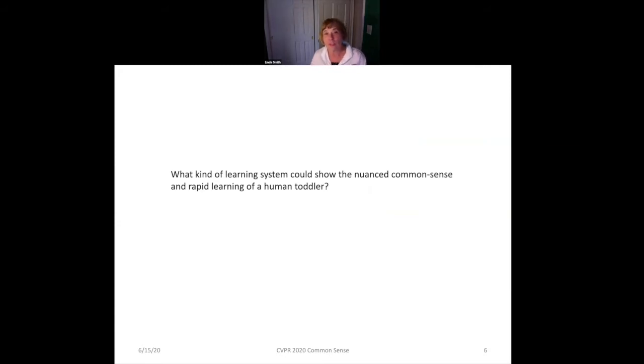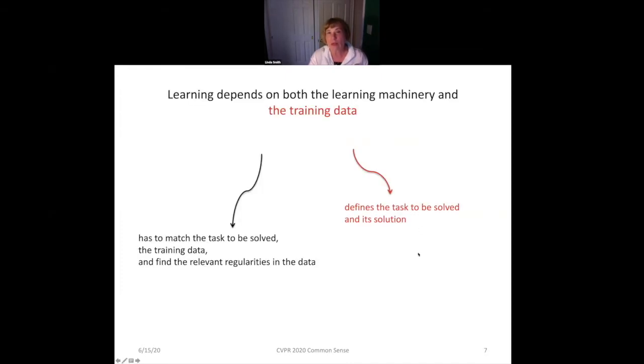So the question we want to ask is, what kind of learning system could show the nuanced common sense and rapid learning of a human toddler? Well, learning and having a functioning learning system depends on both the learning machinery and on the training data. Most people spend their time worrying about the learning machinery. Can they build a better architecture? Can they change the loss function? Can they connect it to something else?